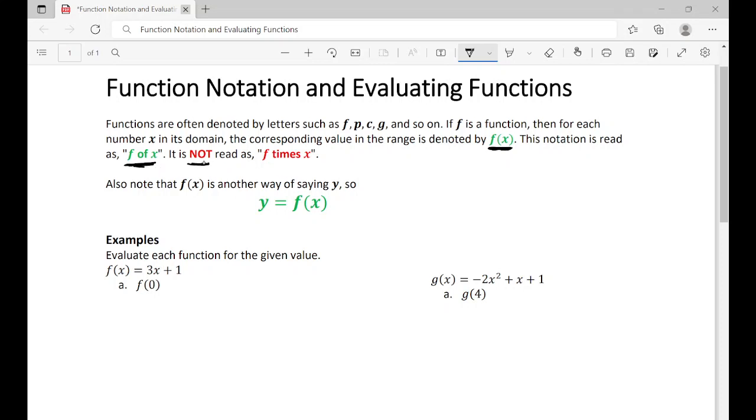It is not f times x. And just so you should know, when they say f of x, we're just saying y. So if you have y equals something, you can just call it f of x. If you have f of x, you can just say it's the y value. So more often than not, you'll see f of x representing functions. It's just another way of saying y.